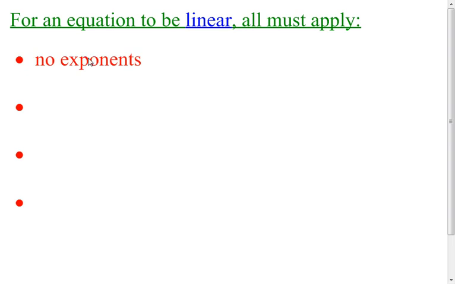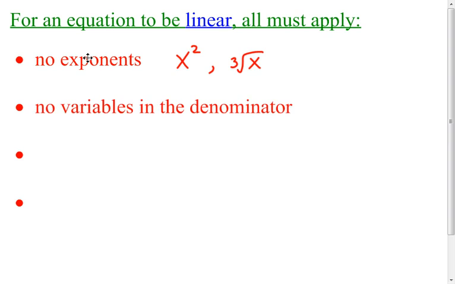So that means you can't have something like x squared, or you also can't have, and I know you don't know this as an exponent yet in your math career, but you also can't have like the cube root of x, because technically that is an exponent. You'll learn about that later. But if it's got something like that in it, that is not linear. You can't have any variables or letters in the denominator, so you can't have anything that would look like this as part of the equation.